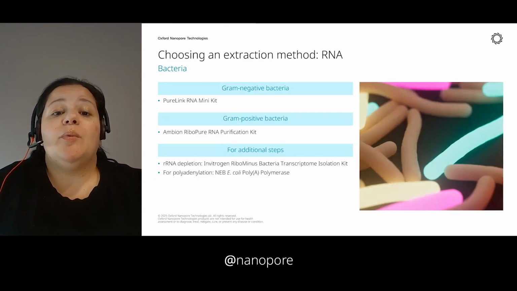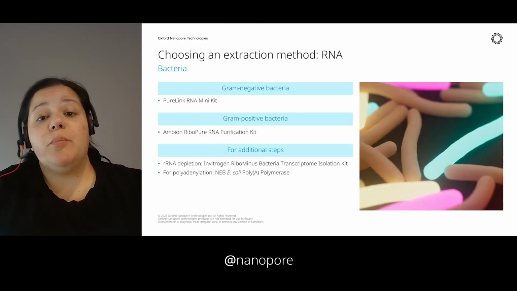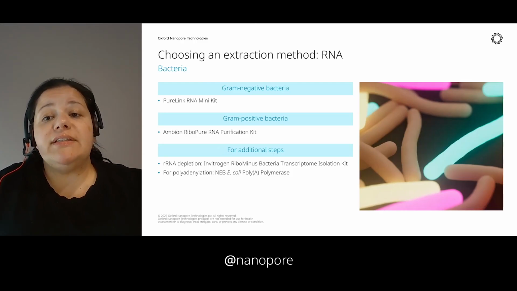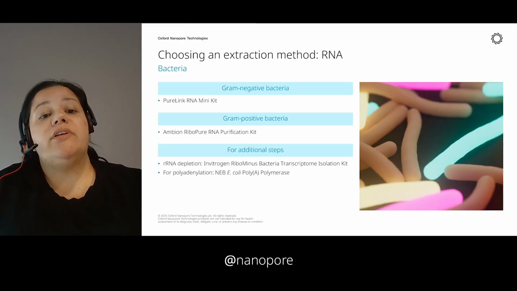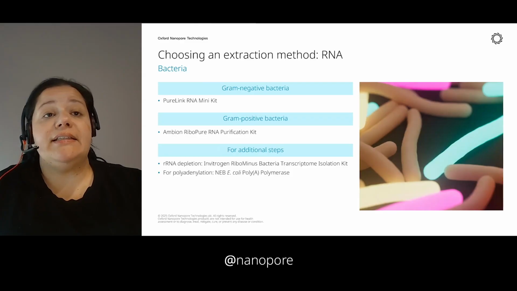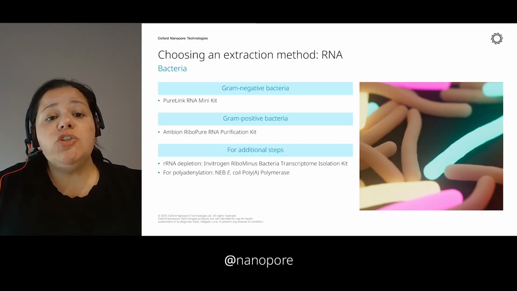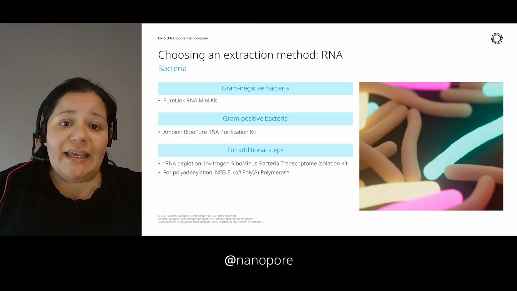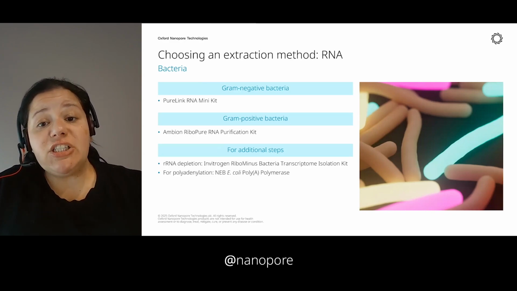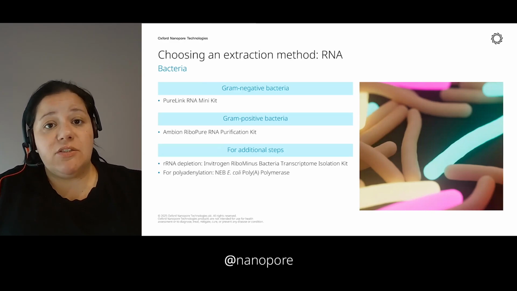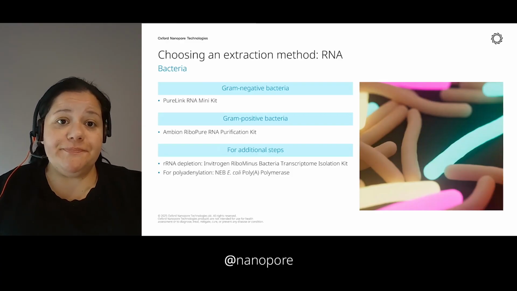For bacterial samples, we recommend different kits for gram-positive and gram-negative bacteria. It's important to note that our RNA kits, both the direct RNA kit and the PCR-cDNA kit, require poly A tails, and bacterial RNA doesn't naturally have a poly A tail. So once you extract the bacterial RNA, you need to perform a ribodepletion step and then a polyadenylation to make sure that your sample is ready for library preparation.